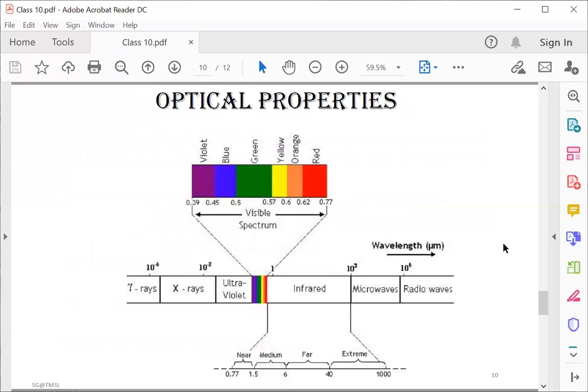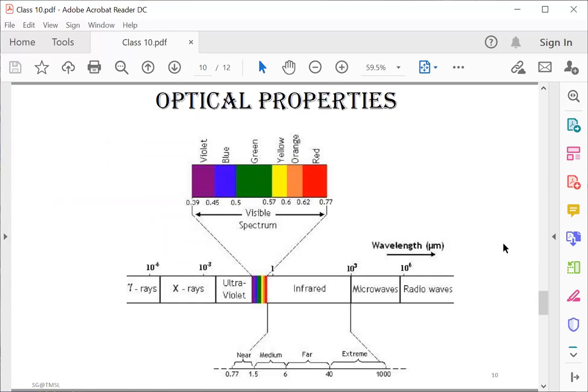Now we come to the optical properties. There is a class of MEMS which is known as MOEMS, micro-opto-electro-mechanical systems. These MEMS use the optical properties of the material, so we have to know a little bit about the optical properties also.